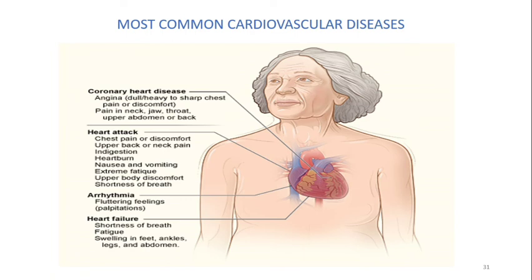Next is the arrhythmia. Symptoms include fluttering feelings or palpitations. And lastly is heart failure. It causes shortness of breath, fatigue, and swelling in the feet, ankles, legs, and the abdomen. So these are the 4 most common cardiovascular diseases.